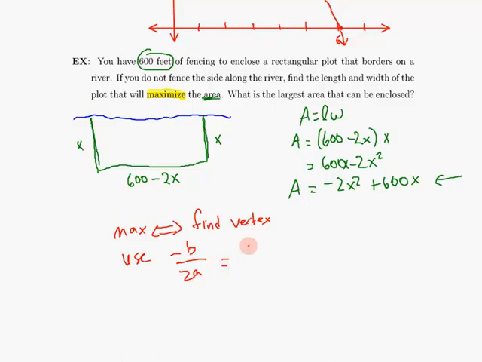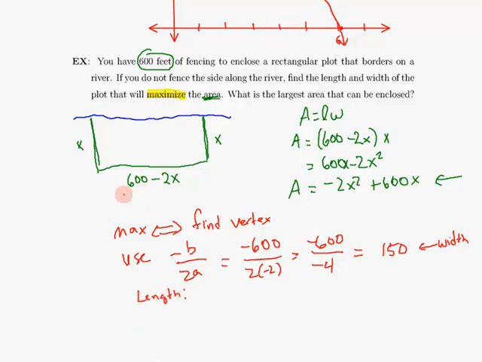So in our case, negative b would be negative 600 over 2 times negative 2. It's negative 600 over negative 4. 600 divided by negative 4 is 150. So that says that my maximum area will occur when my value of x is 150, right? So that's the width. Now what's the length? How do I find the length? Well, use this: 600 minus 2 times 150.